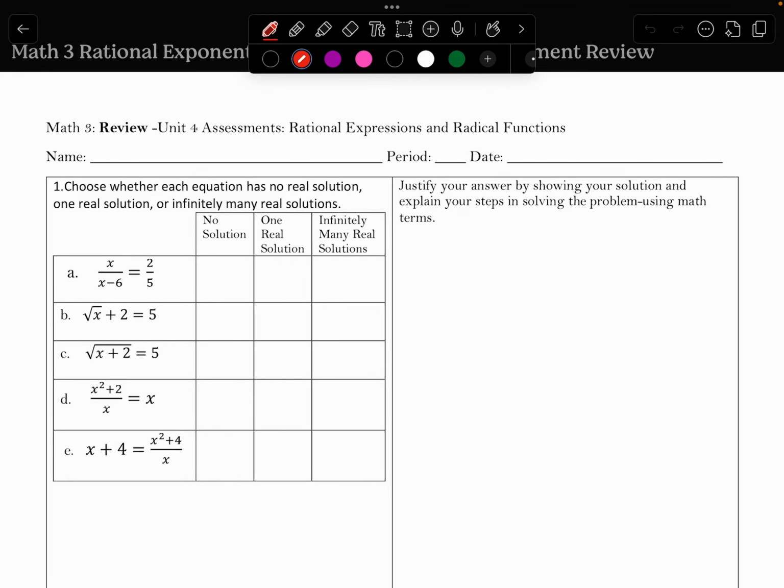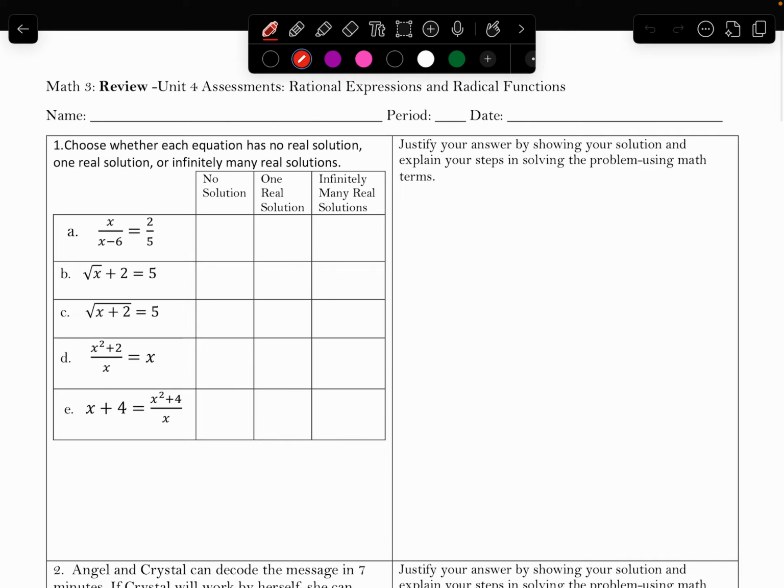Okay, let's review your study guide for Unit 4. Number 1, choose whether each equation has no real solution, one real solution, or infinitely many solutions. So let's talk about the first problem.